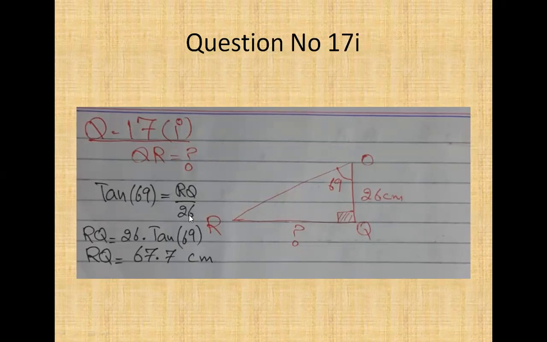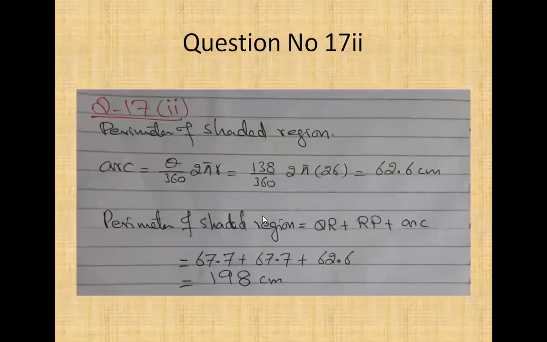tan 69 is equal to the perpendicular divided by the base. So when I make RQ alone, this 26 will go to the other side. It will multiply with tan 69. So RQ will be equal to 26 multiplied by tan 69. When you enter these values in your calculator, you write 26 multiplied by tan 69 equals, and the calculator will give you the answer 67.7 centimeters. So now I know QR. That's 67.7 centimeters.